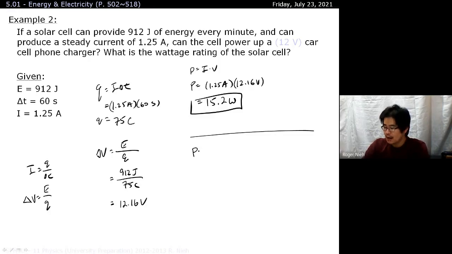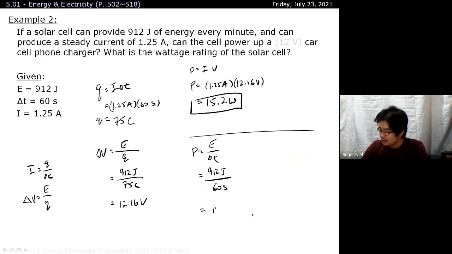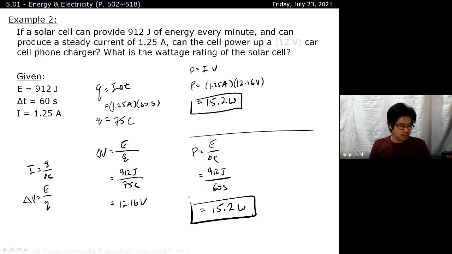If you recall, power by definition is the work that you do over time, or the energy that's used over time. So you could also do 912 joules divided by the 60 seconds in your givens. 912 over 60, I won't be surprised if it's the same exact number. 912 divided by 60 equals, hey, look at that, the same exact number. So preference in solving this is completely up to you.